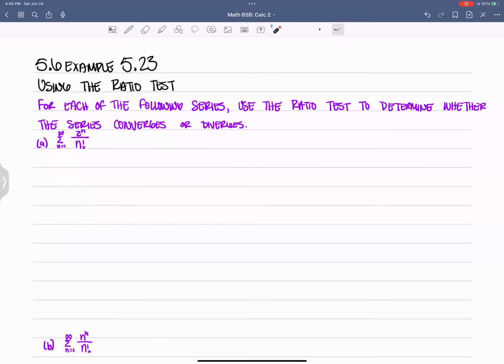And then if rho, we call that value rho, if rho is between 0 and 1, then we converge absolutely. If rho is greater than 1, then we diverge. And if rho is equal to 1, it's inconclusive. So let's take a look at that.